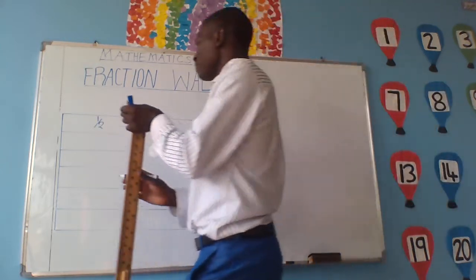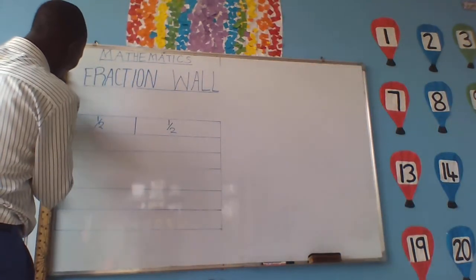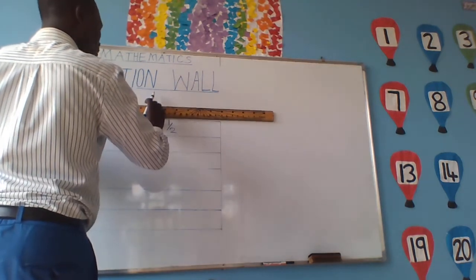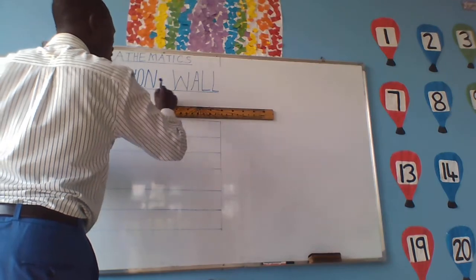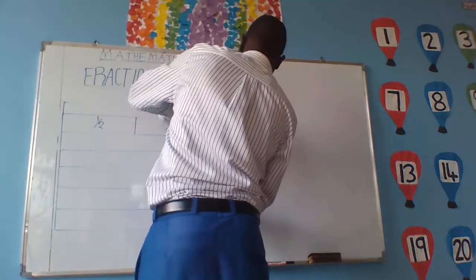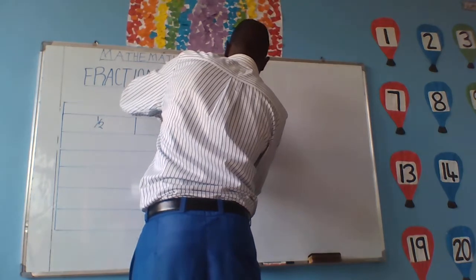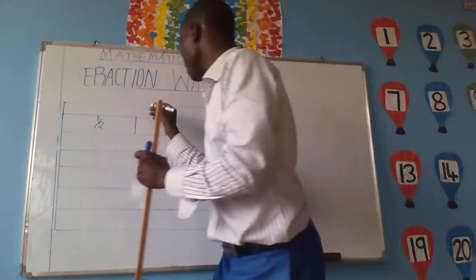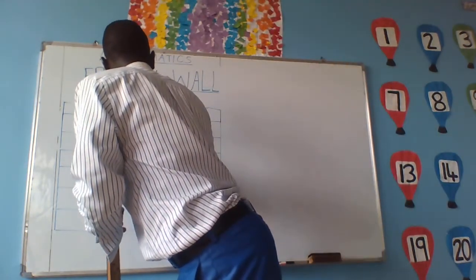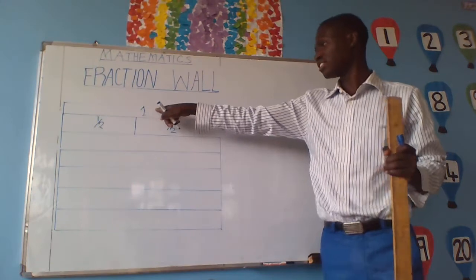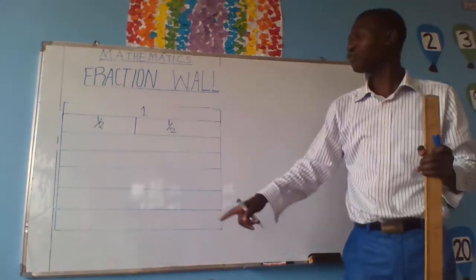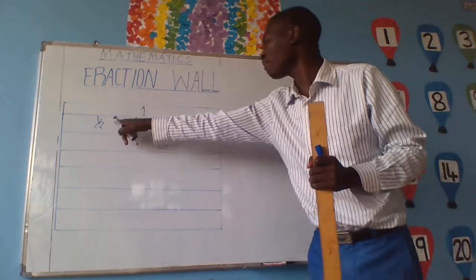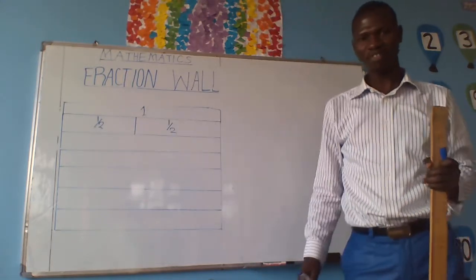But also remember, the first one was one. This one is equal to one brick. If we divide this one brick into two equal parts, we'll get a half, a half.